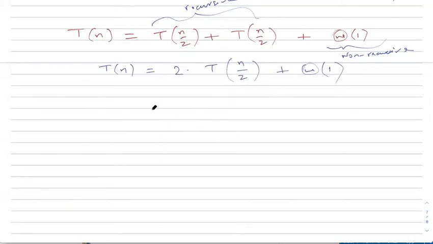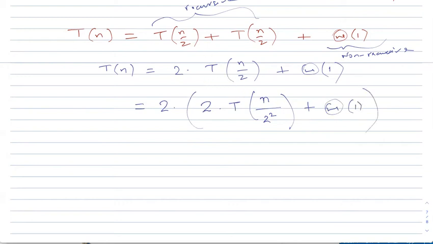So what's the step that we can take here? We're going to expand this. How do we expand? We know T of n is 2 times T of n by 2 plus order of 1. So we know what to write then. We just substitute n with n by 2, right? So n by 2 divided by 2. So that becomes n by 2 square, plus order of 1, right?